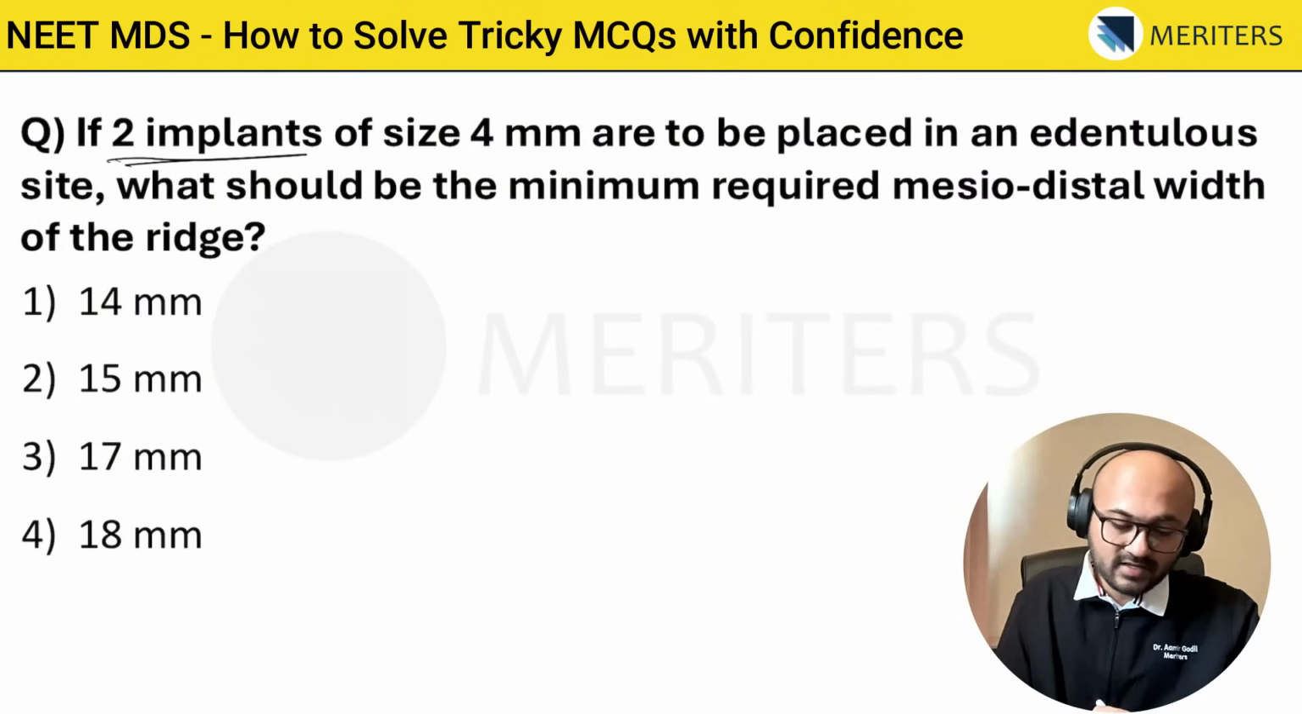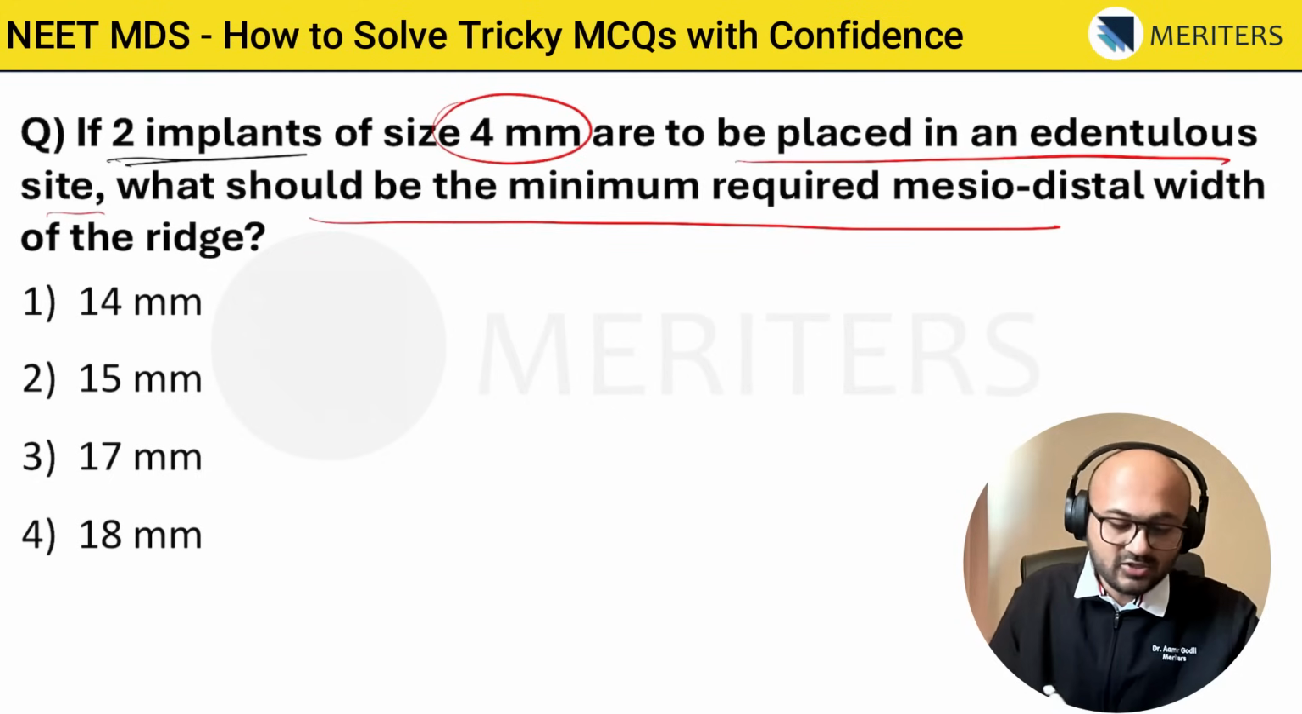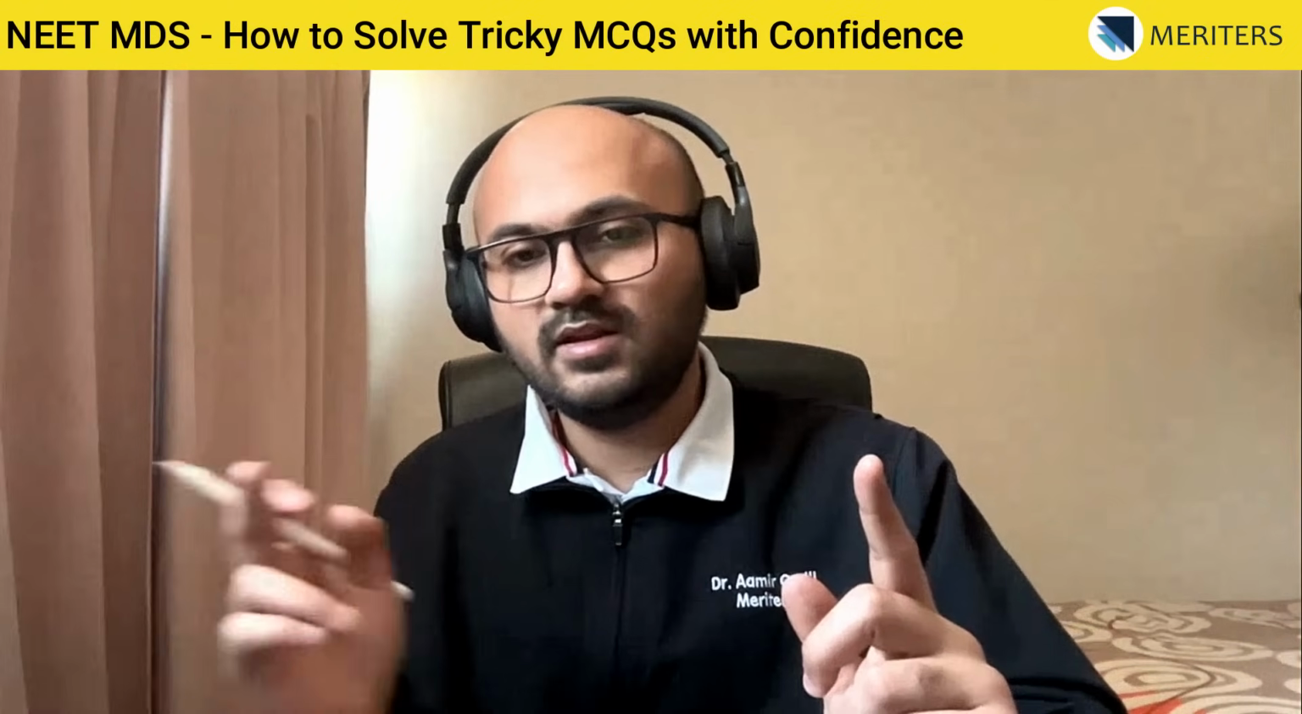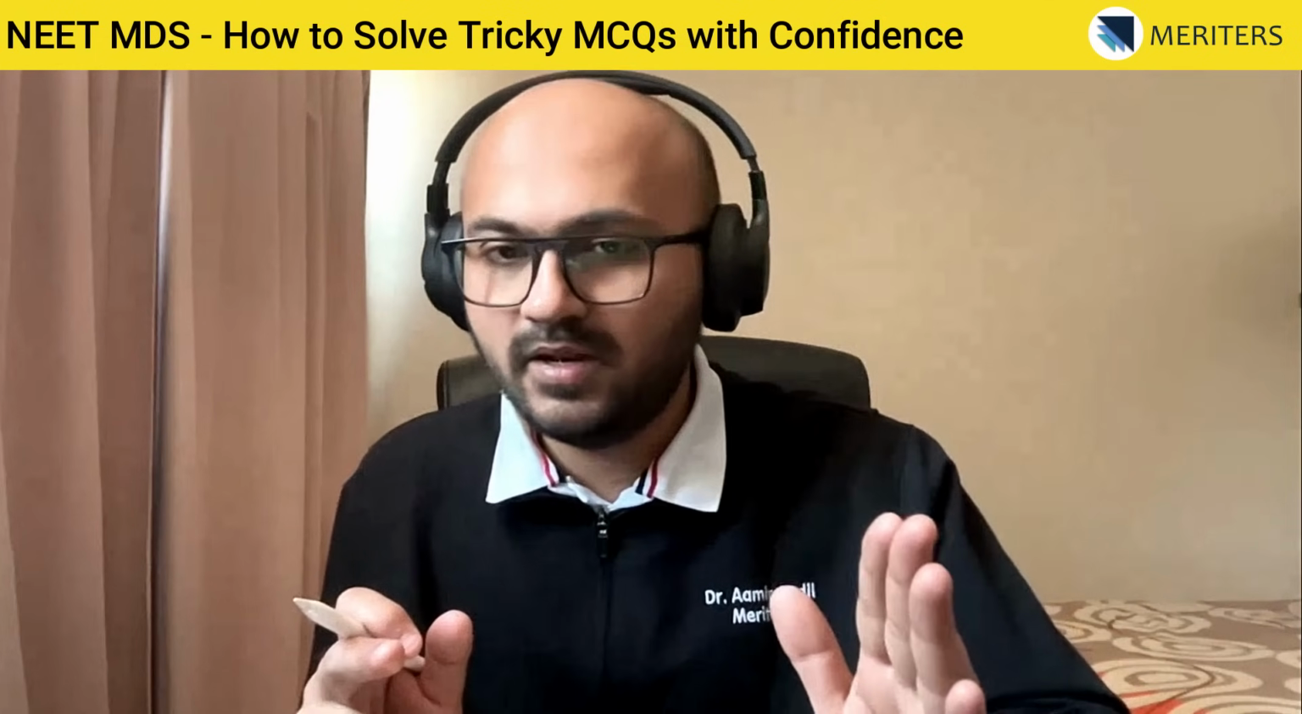So, if two implants of size 4 millimeter are placed in an edentulous site, what should be the minimum required mesiodistal width of the ridge? Now, you know that one implant should have a distance from the other implant of at least 3 millimeter, and from the natural tooth up to 1.5 millimeter. Some texts also say 1 millimeter. So, if the calculation is not fitting in according to the options, it could be 1 to 1.5 millimeters.